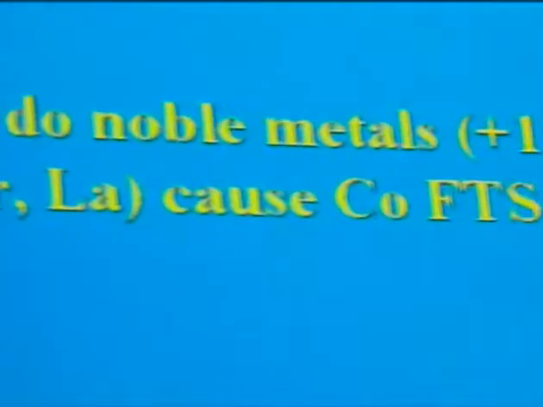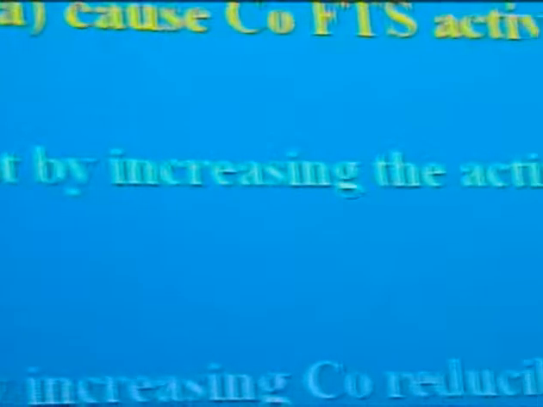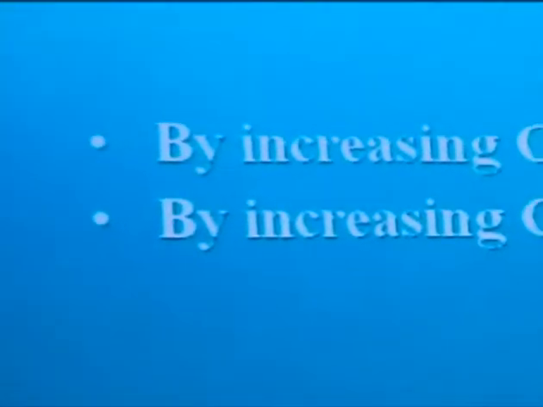So how do noble metals and oxide promoters cause cobalt Fischer-Tropsch synthesis activity to increase? It's not by increasing the activity of the sites, but it's by increasing the cobalt reducibility and by increasing the cobalt dispersion. Why and how?